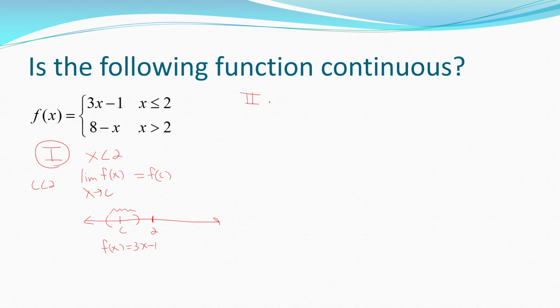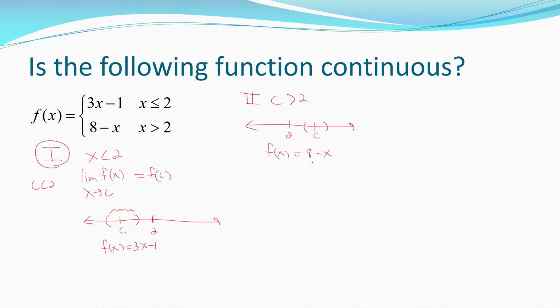For case 2, what if I picked a number c that was actually more than 2? Well, if it's more than 2, again, look at the number line. Here would be 2. Here is c. There would be some open interval around c so that all those numbers would be bigger than 2. And for that interval of numbers, the function then would always be defined the same way. It would just be 8 minus x.